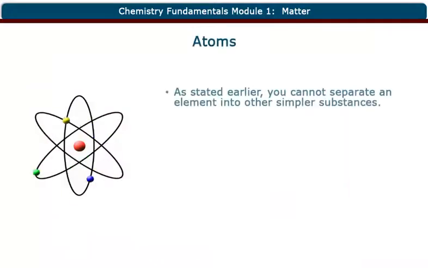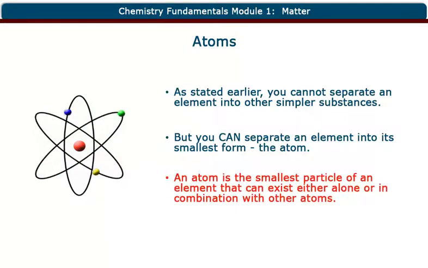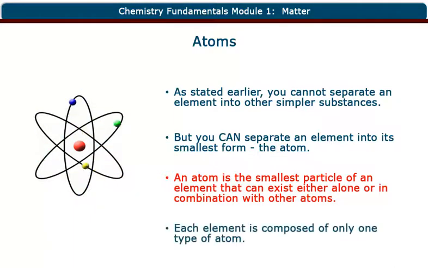As stated earlier, you cannot separate an element into other simpler substances. But you can separate an element into its smallest form, the atom. An atom is the smallest particle of an element that can exist either alone or in combination with other atoms. Each element is composed of only one type of atom.